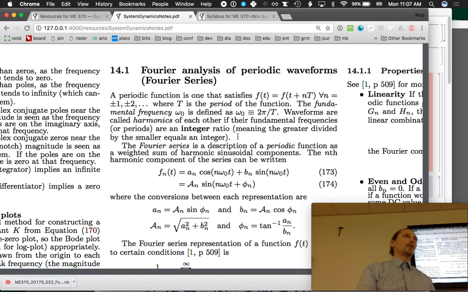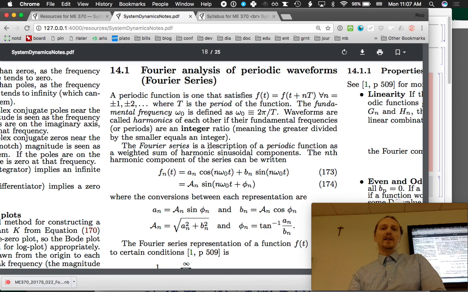So say you have a periodic waveform and it repeats some weird squiggle over and over again. There's the fundamental frequency, 2 pi over T. And then there are harmonics, higher harmonics, where you multiply that fundamental frequency by an integer and you get higher harmonics, okay? So we'll be using that terminology.